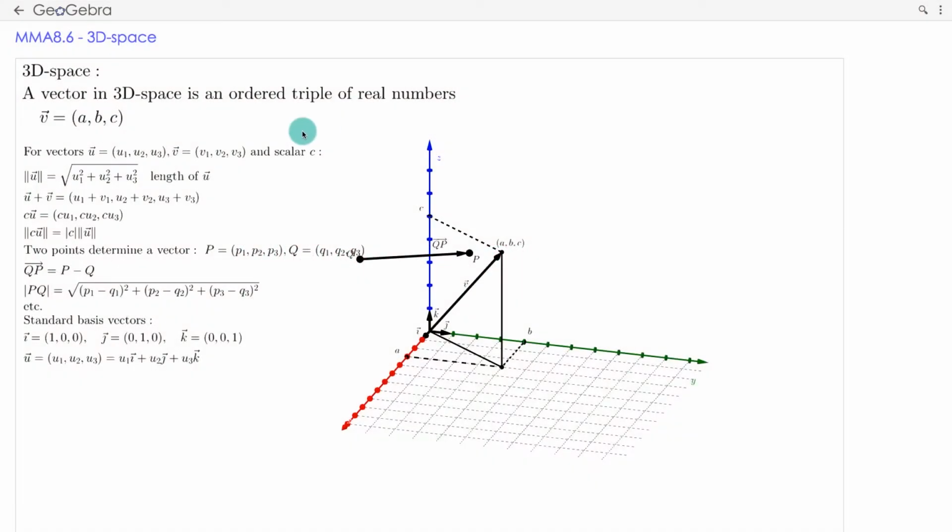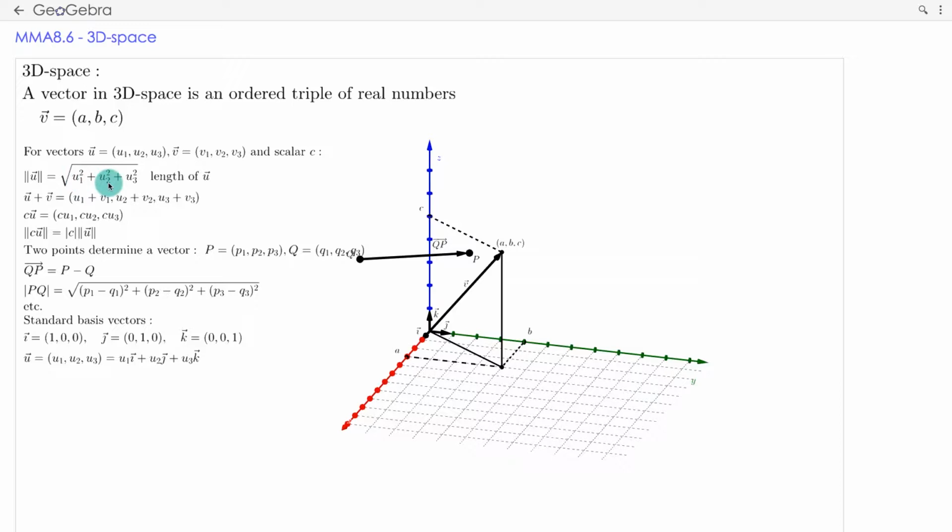Three-dimensional vectors. So what is a vector in a three-dimensional space? Well, it's just an ordered triple of real numbers. So instead of having A, B, we now have A, B, C. It's a natural extension, right? And for vectors U, where you write it as U1, U2, U3, and V equals V1, V2, V3, and the scalar C, we have the corresponding definitions here.